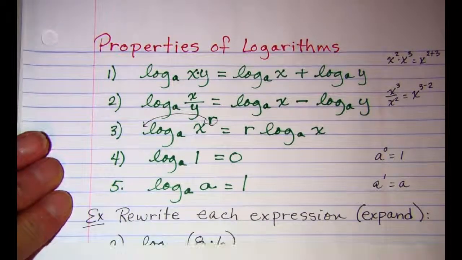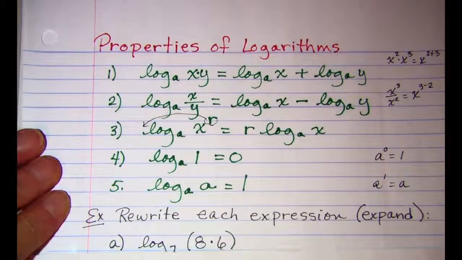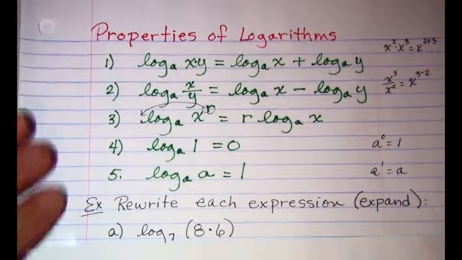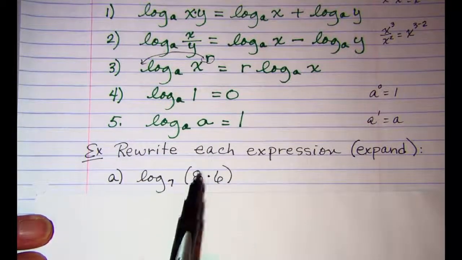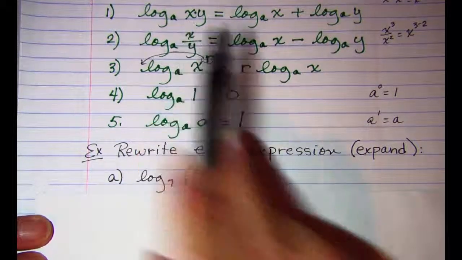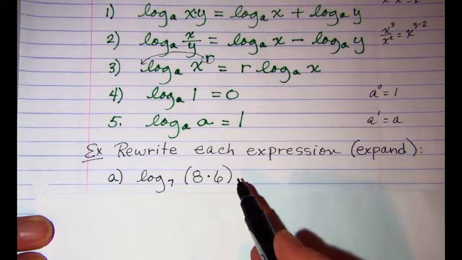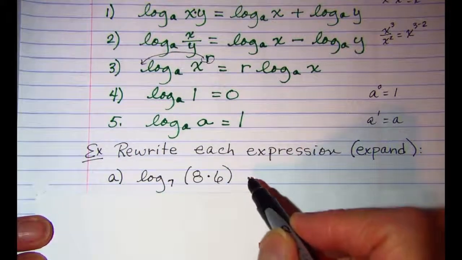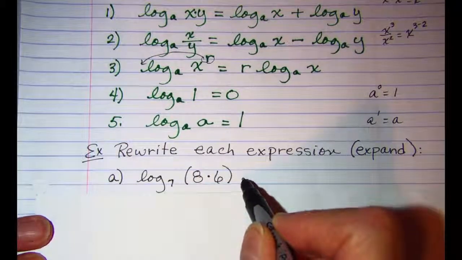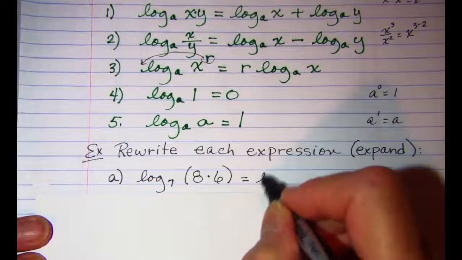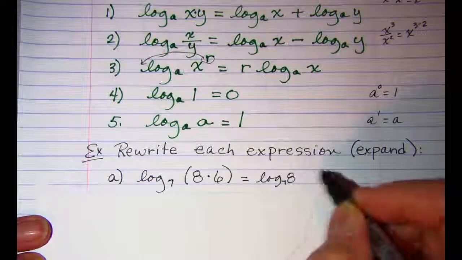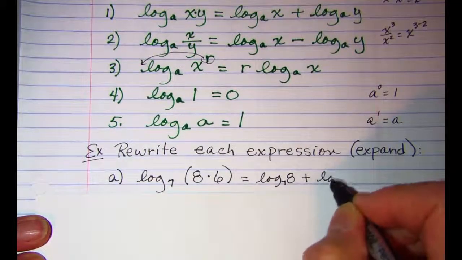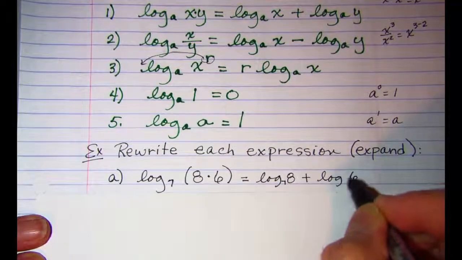All right, now on our examples, we're asked to rewrite each expression by expansion. So when we have factors of the argument shown, we can use property 1 and rewrite this as the sum of the logs of the individual factors. So we can write this as the log of 8 base 7 plus the log of 6 base 7.